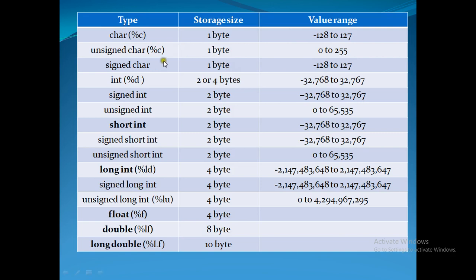So unsigned character always represents positive values. Its range starts from 0 to 255. 1 byte value. 1 byte is the memory storage capacity for this data type.